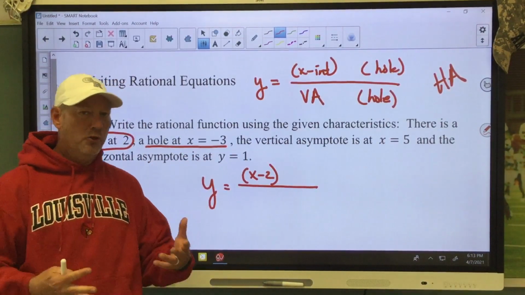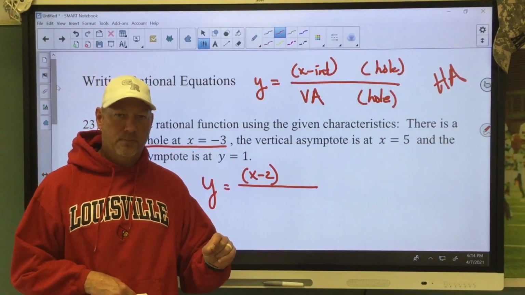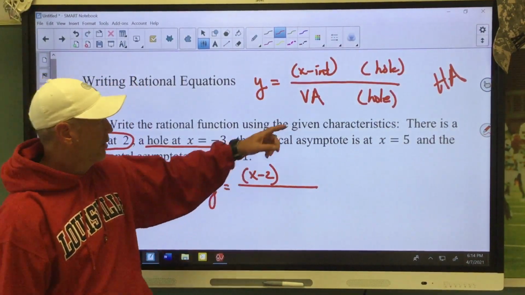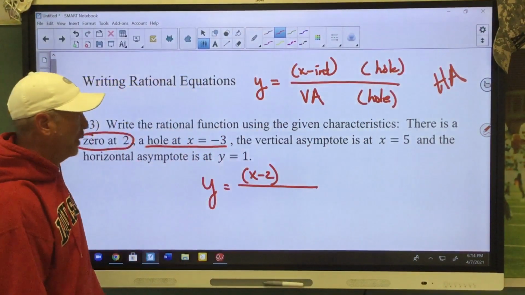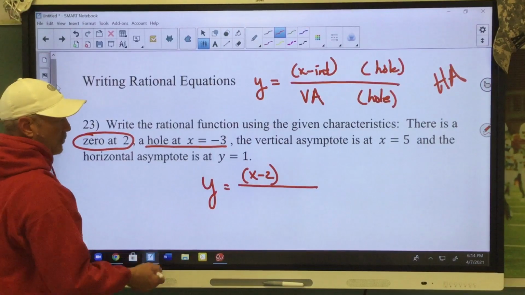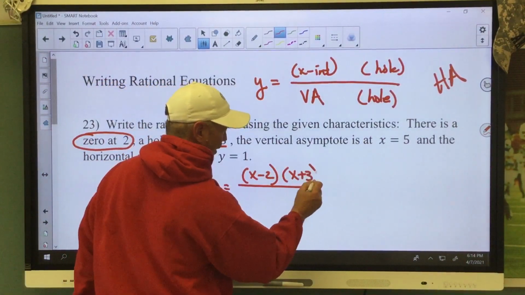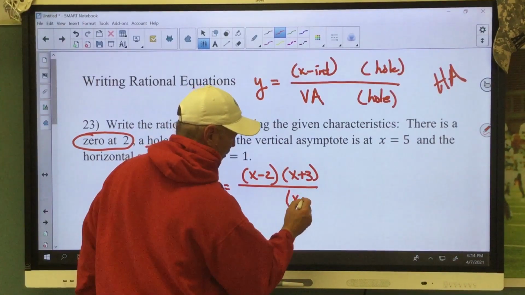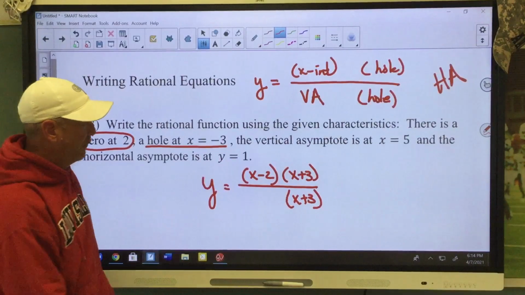It says that we have a hole at x equals negative 3. Okay? So in our notes, we told you that when we have a hole, we're only going to focus on the x value. All right? Now, where does the hole go? It goes in the numerator and the denominator. So put it in parentheses. We're going to take the opposite, and that's going to be x plus 3, x plus 3.